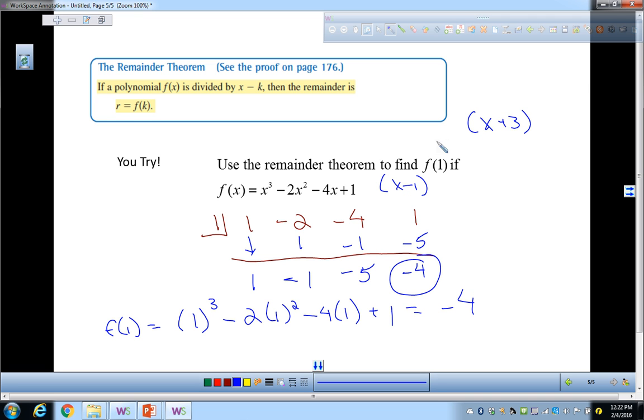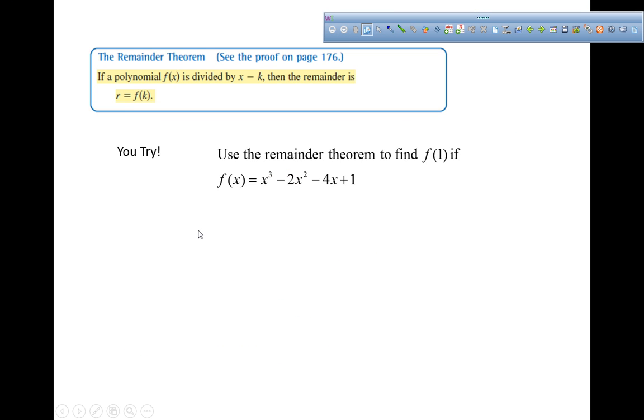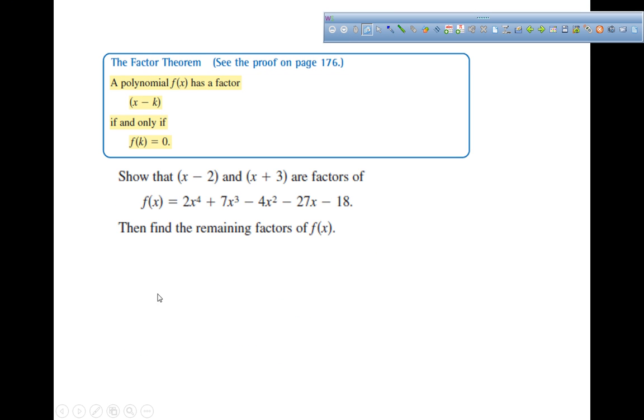But the real reason you use this is to see if that number is a root of your equation. So if this number ends up being 0, then you know that it's a factor. If I plugged in a number and it came out to be 0, then I know that number would be a factor. For instance, next to last thing, promise. This is what this says. Factor theorem: if f of k is equal to 0, then x minus k is a factor. Show that x minus 2 and x plus 3 are factors of this.